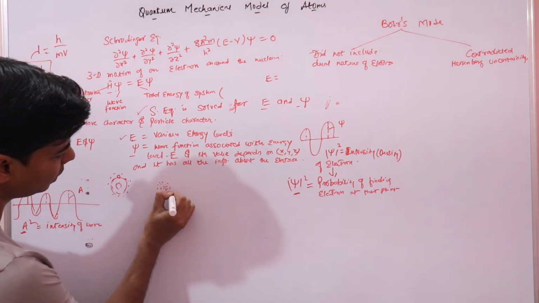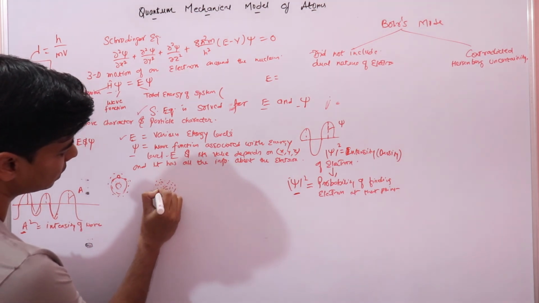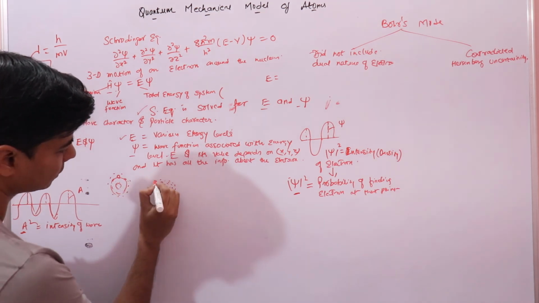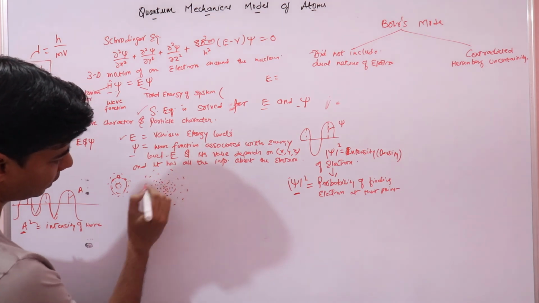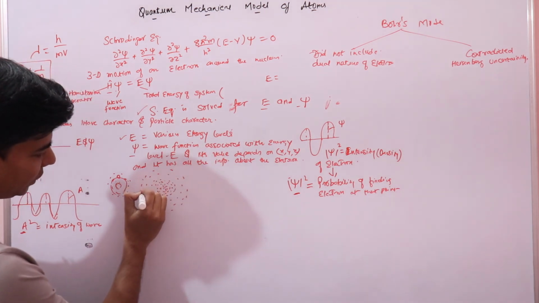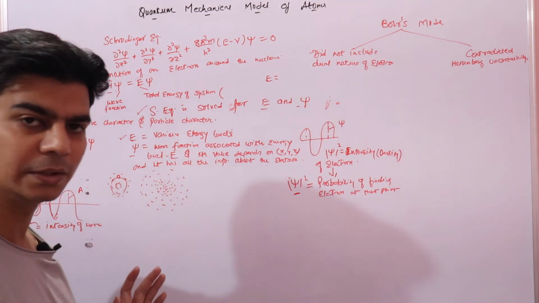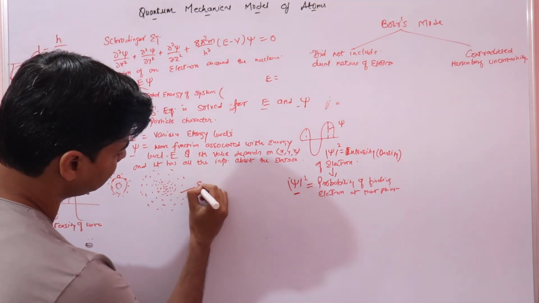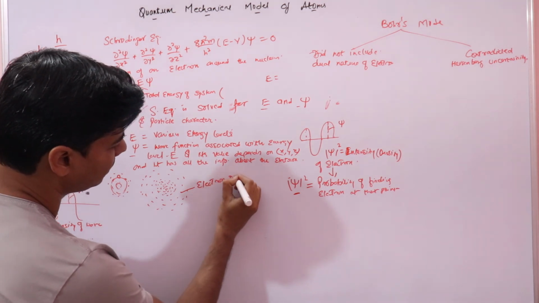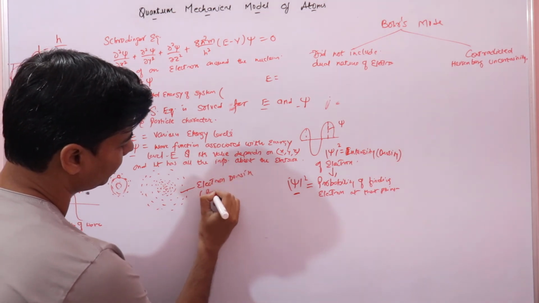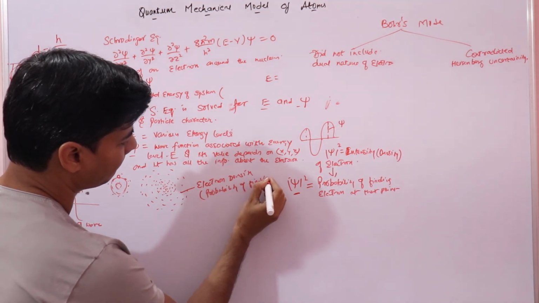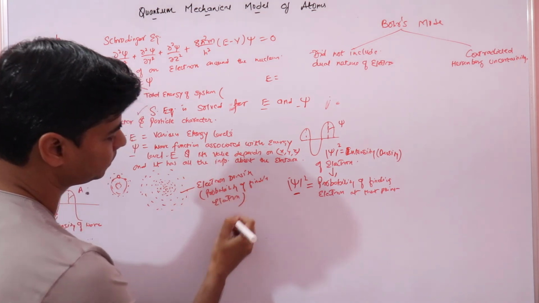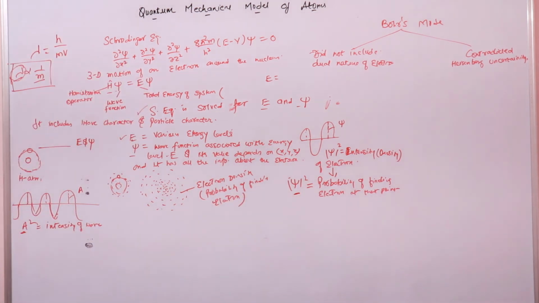So you will get this kind of an electron cloud which is thicker, it has a lot of dots here at the center, and these dots lessen as we move away from the nucleus. So these dots represent your electron density, or your probability of finding an electron. This is the most important information that we get from psi.